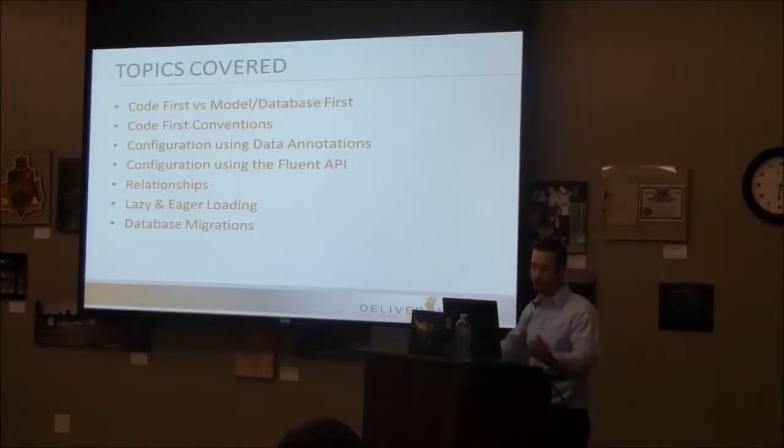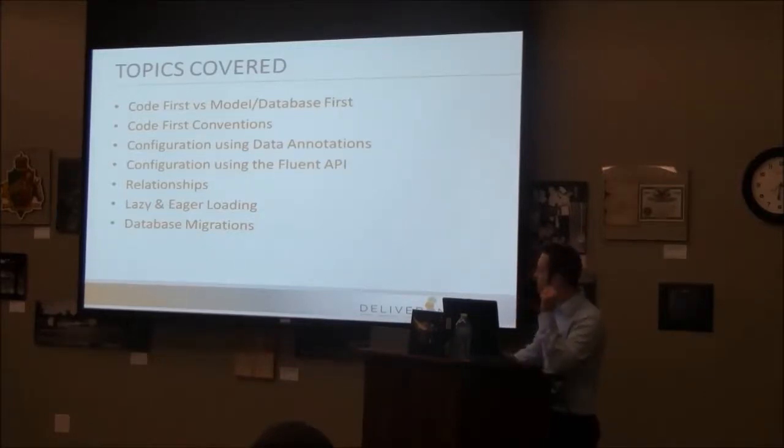Finally, I'm going to talk about the different types of relationships that you can have in your entities, the one-to-many, many-to-many, one-to-one. I'll talk about how you can load related data using those relationships, either eager loading or lazy loading. And finally, I'm going to give an interactive demo of database migrations.